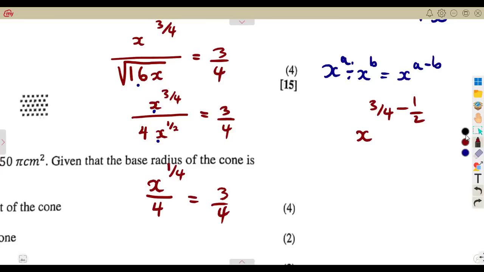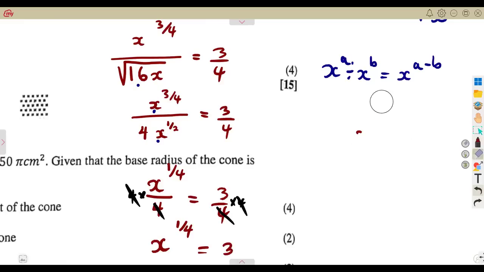We want to calculate x, guys. There is a 4 here that is disturbing in the denominator. There's also a 4 here. So simply I can just multiply by 4 like this, so that this can cancel, this can cancel. So I'm left with x to the exponent of 1 over 4, which is equal to 3.